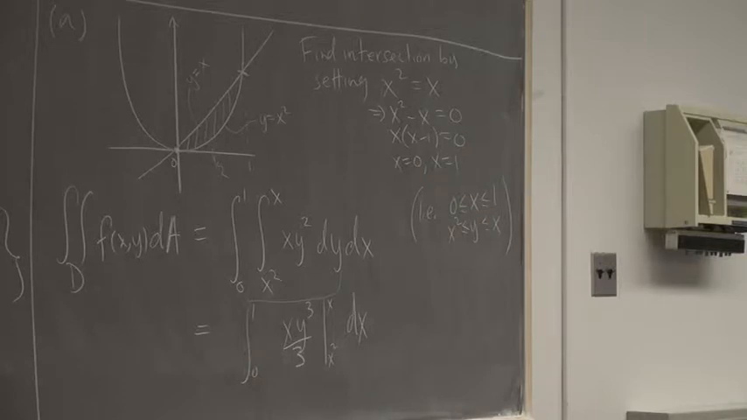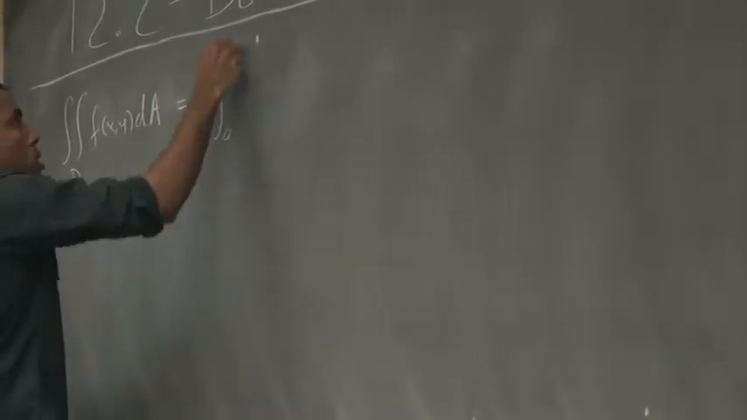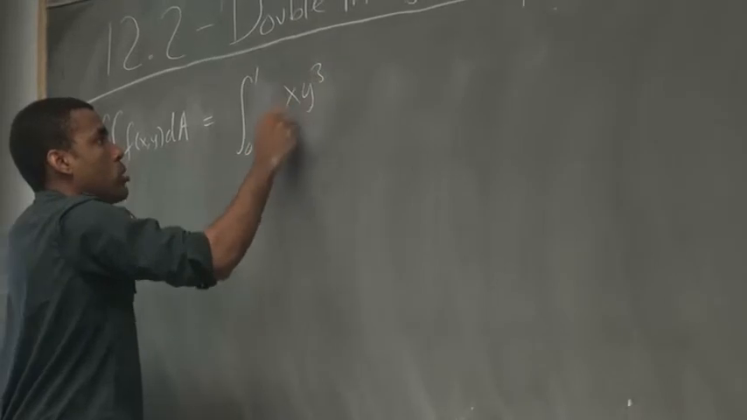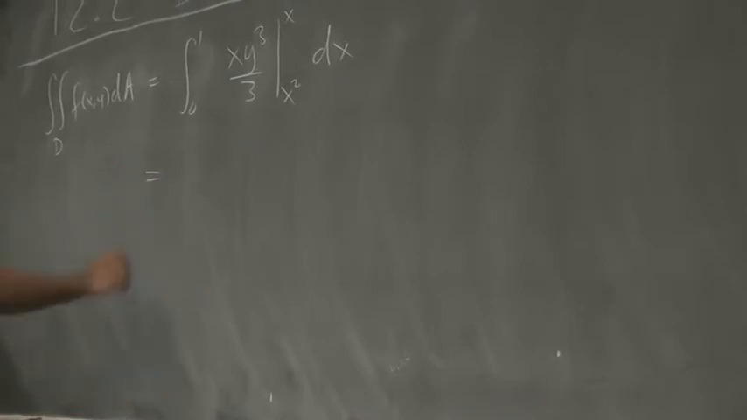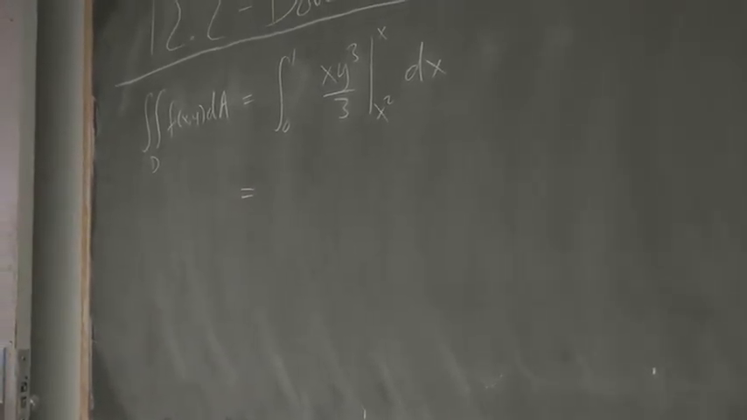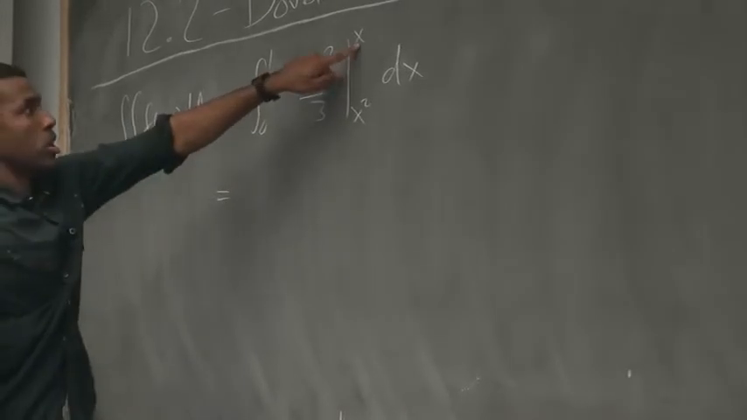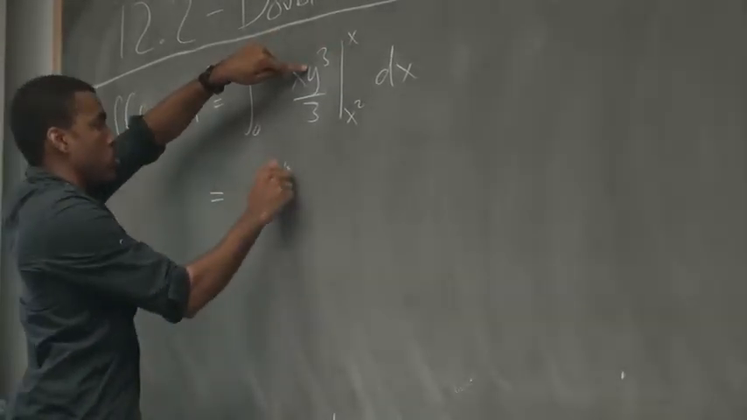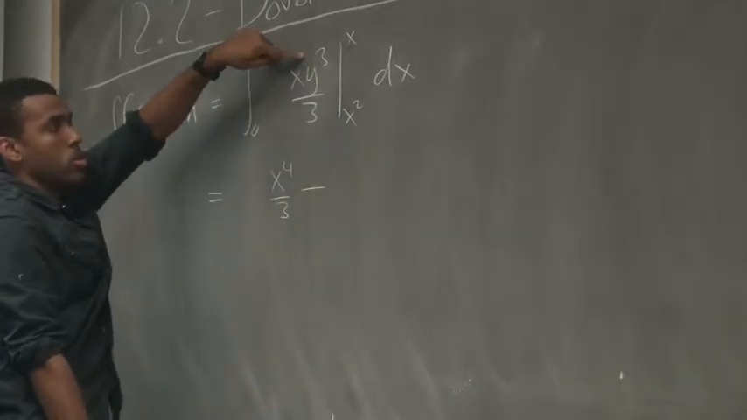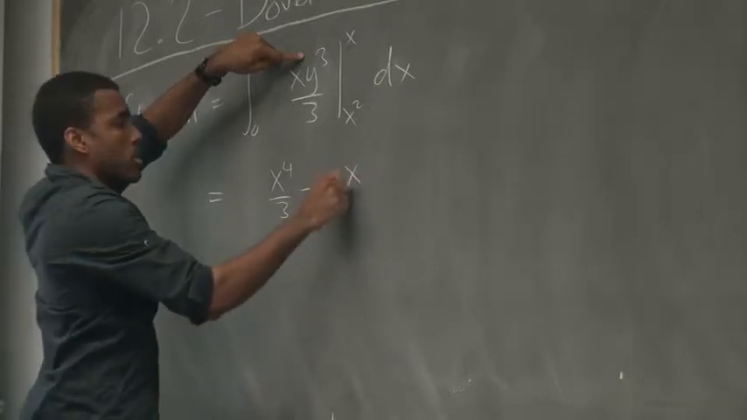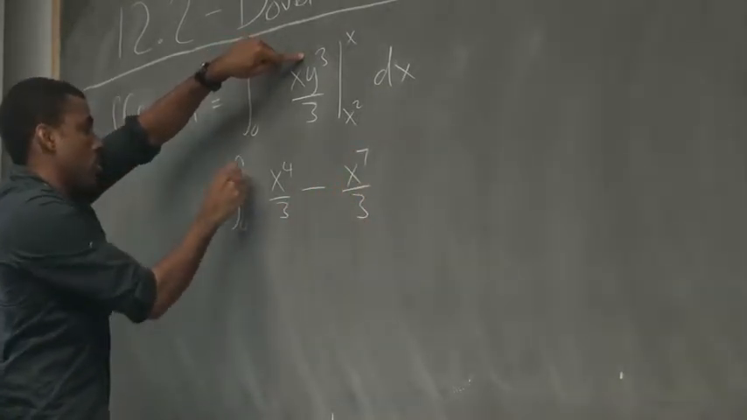Okay, so how do we finish that? So we had the double integral of d of x, y equals, so far, integral from 0 to 1 of x, y cubed over 3 between x squared and x. So now how do we continue? Alright, you plug in the x in the top, you get x to the 4th over 3, minus, put in the x squared in the bottom, so that becomes what? Becomes x to the 7 over 3.